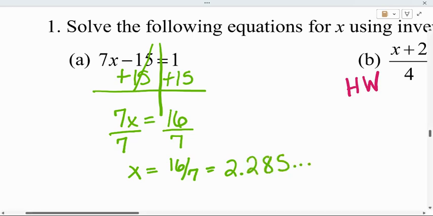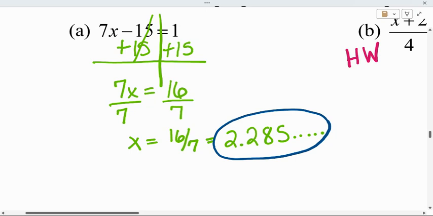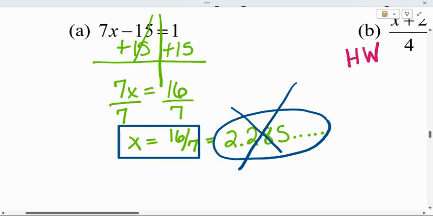2.285, blah, blah, blah, right? We need to talk about that. So when you solve for a variable and you get some answer that has numbers that go on forever, that tells you that this is garbage and you have to keep your answer as a fraction. We don't solve for non-terminating decimals or repeating decimals, okay? We leave our answer as a fraction. That's why we have fractions.